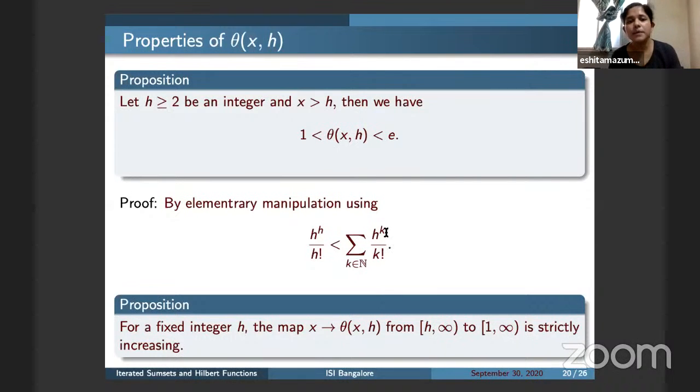And in particular, by elementary manipulation, using this, we can say that the theta value will be strictly less than e. So theta will always lie between 1 and e. It can also be proved that if we fix the value h, then the mapping x goes to theta(x, h) is a strictly increasing function.